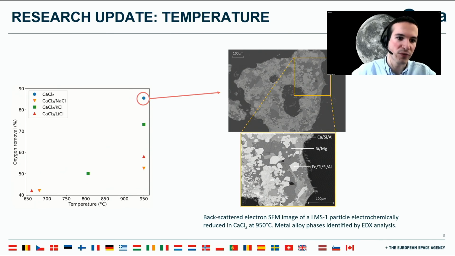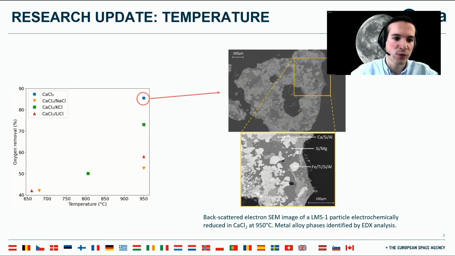So we didn't get 100%, but you see we are at 85% reduction. And here we can already see clear metal phases. Basically, it was hard to find oxygen in this sample, but we have weird alloys, or non-traditional ones, like calcium, silicon, aluminum, magnesium. We also have iron, titanium, silicon, aluminum. This is not something you will find naturally, but here it comes from the reduction process, which is in solid state. So this leads to this unusual alloy.